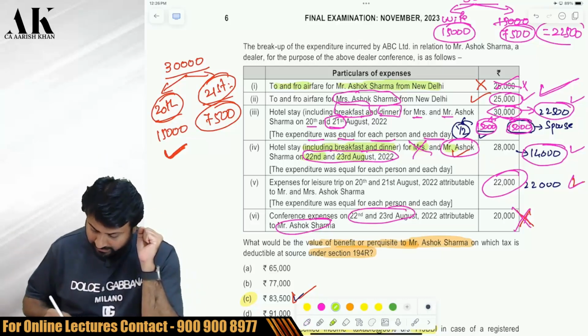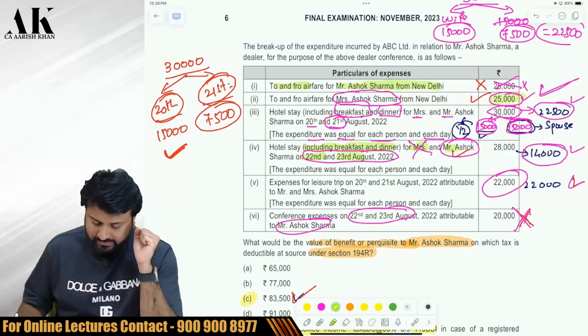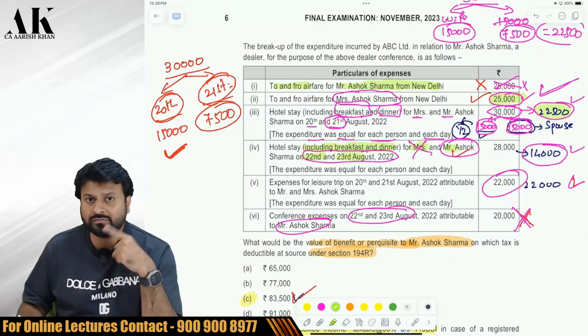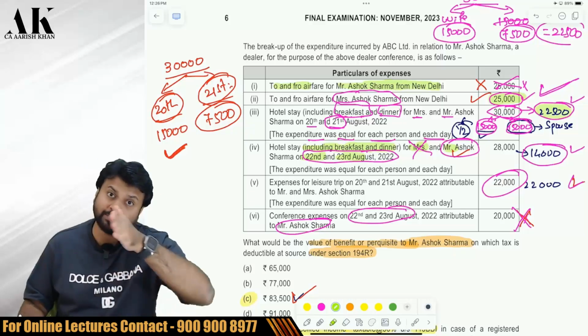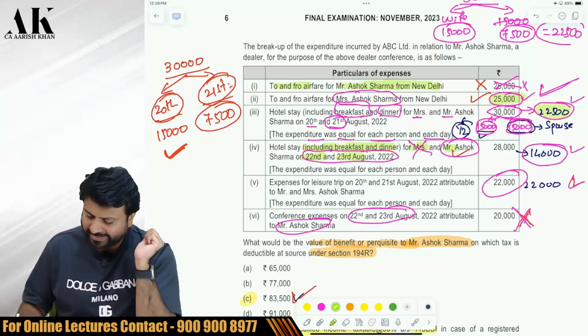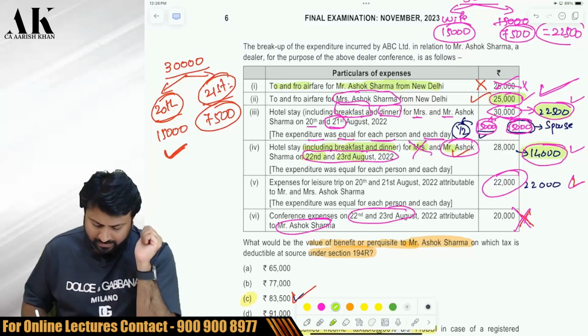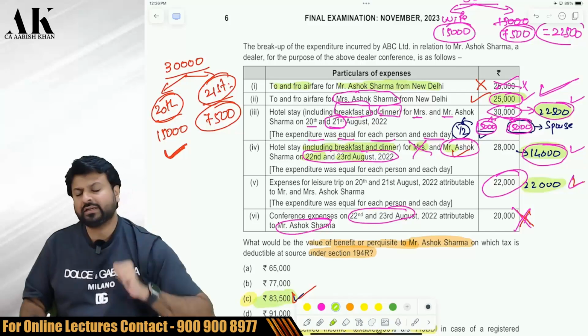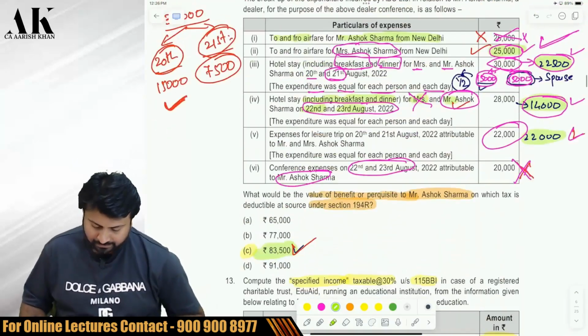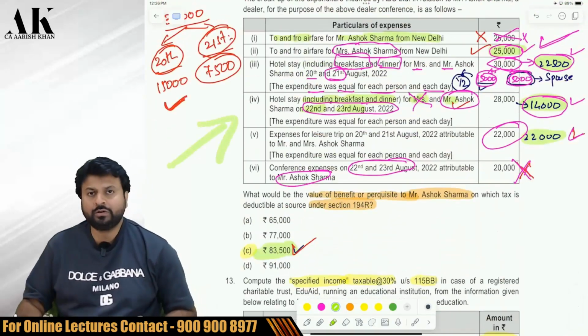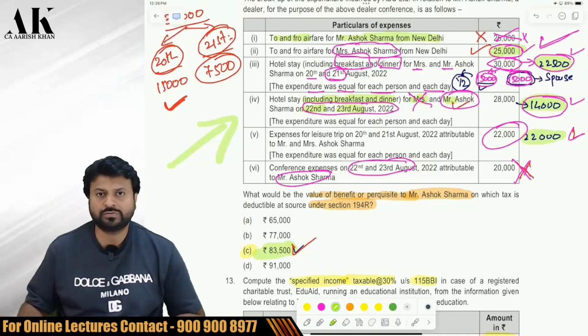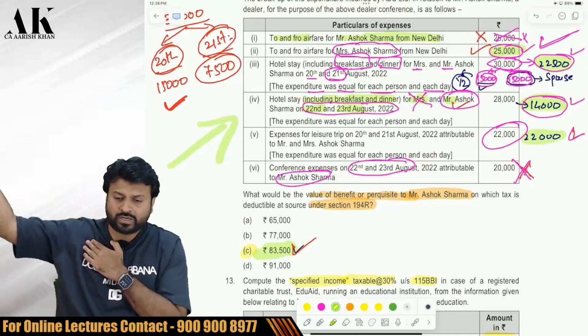Therefore, what is covered over here is this 25,000, which is to and fro for wife, this 22,500, which is 15,000 for wife, and 7,500 for husband prior to the dealer conference, that is on 20th August. This 14,000 will be fully taxable. This 22,000 will be taxable. If you total it, it will come to 83,500 rupees. You can check it. Now, this entire question is based on what? Based on a CBDT circular, which we have done in class in great detail. You can go and check it over there.